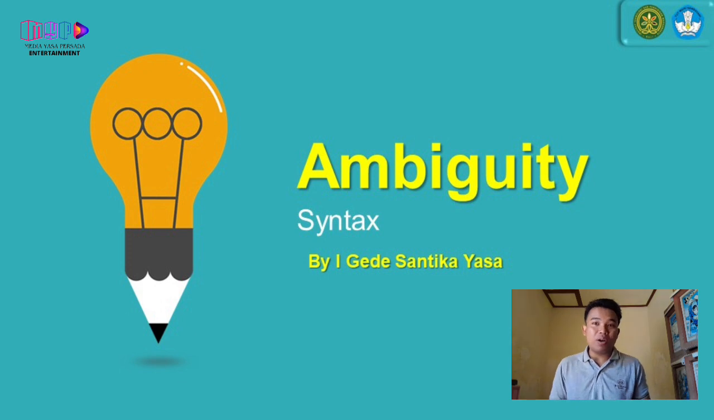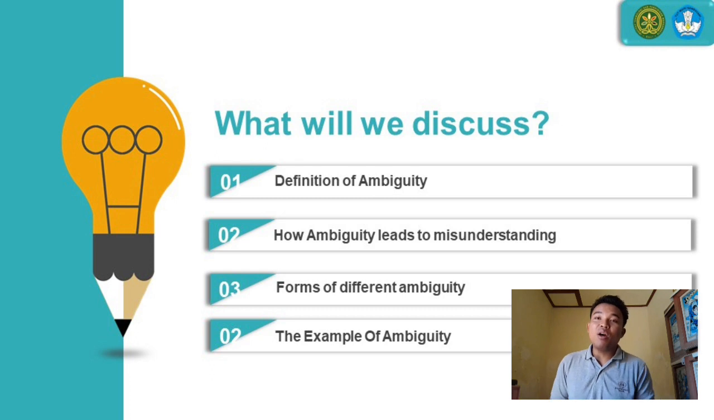Have you heard about this one? If you don't, let's discuss it together right now. Let's break down the main topics we are going to discuss today. The first one is the definitions of ambiguity. What is it? The second one is how ambiguity leads to misunderstanding. The third one is the different forms of ambiguity, and the last one is examples of ambiguity itself. Without any further notes, let's jump into the main discussion.